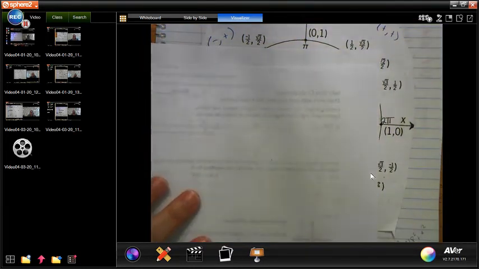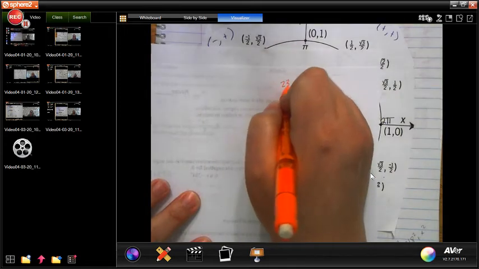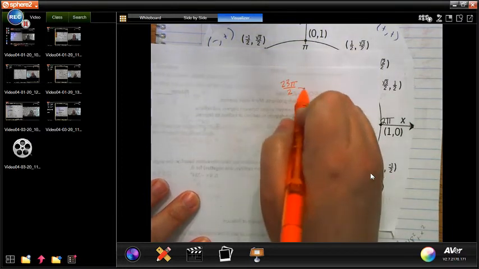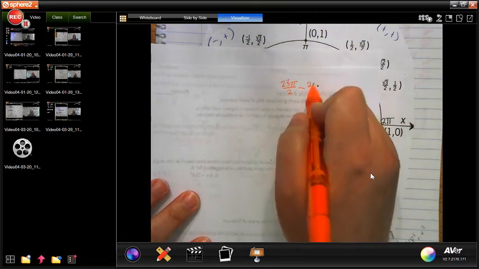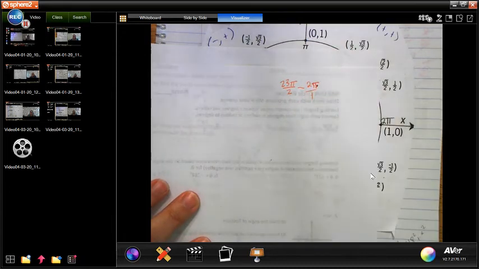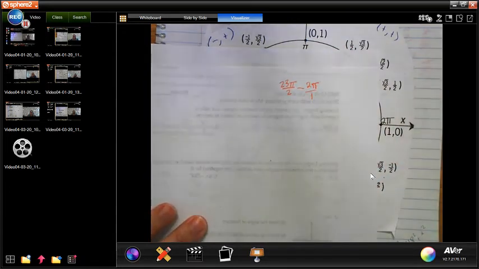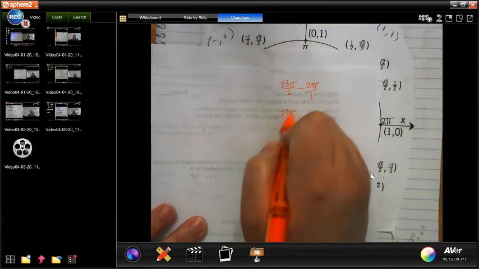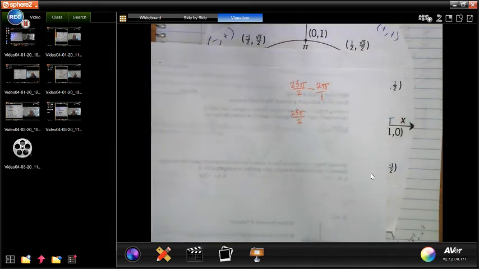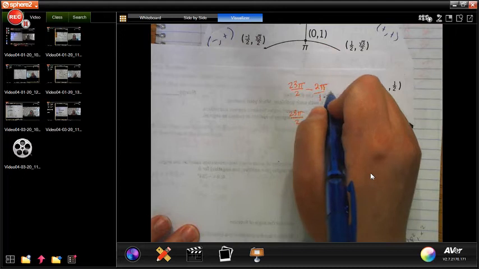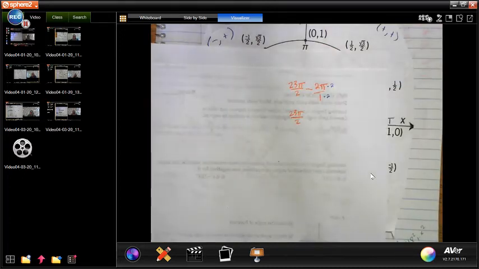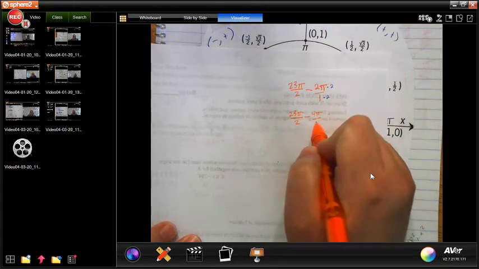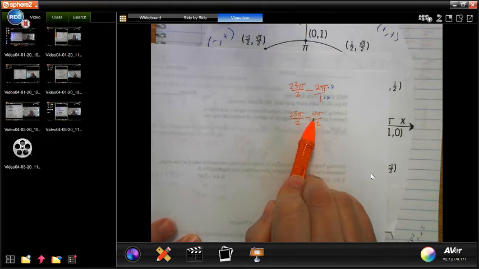Okay. So we need 23 pi over 2. We need to get something that's actually on the unit circle. We subtract 2 pi. 2 pi over 1. Okay, so write that. We need common denominators. So 23 pi over 2, common denominator would be 2. So that is subtracting 4 pi over 2. So 23 minus 4 is 19.